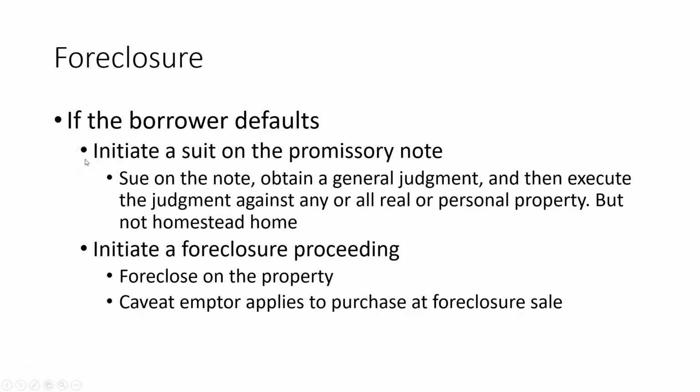Foreclosure. If the borrower does default, then the lender will issue a suit on the promissory note if they want to do it this way. Not very common, because all you can do is sue on the note and obtain a general judgment from the judge for the outstanding note payments, and then execute a judgment against any or all of the real or personal property, but not the homesteaded home. What they normally do is initiate a foreclosure proceeding. And if they foreclose on a property, they call in the acceleration clause. This now makes all of the outstanding funds due, and that way they can actually sell the property.